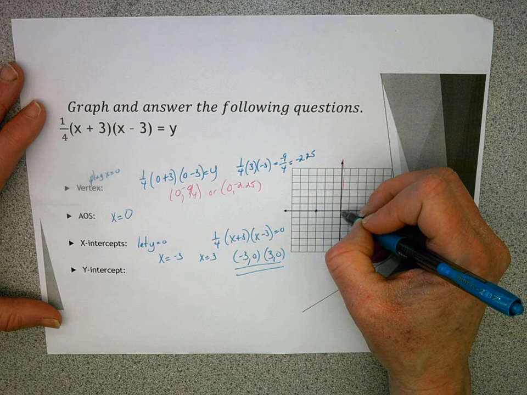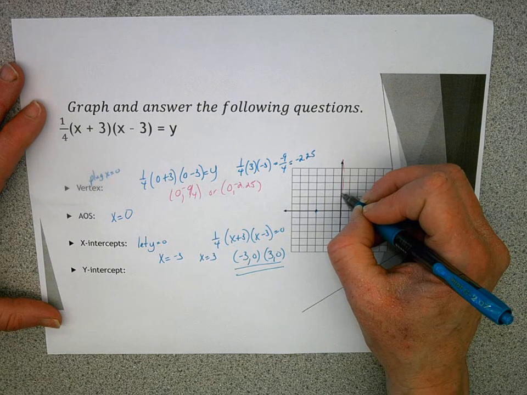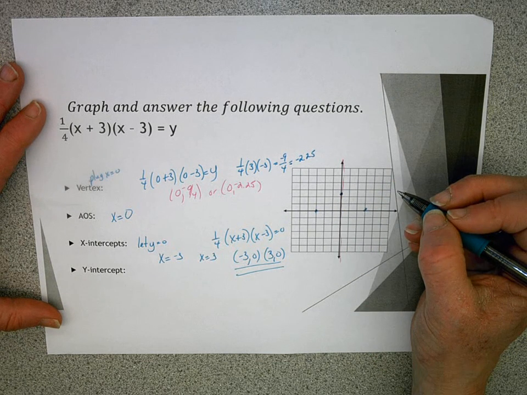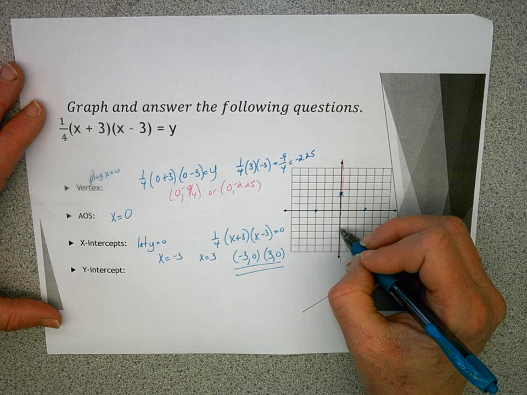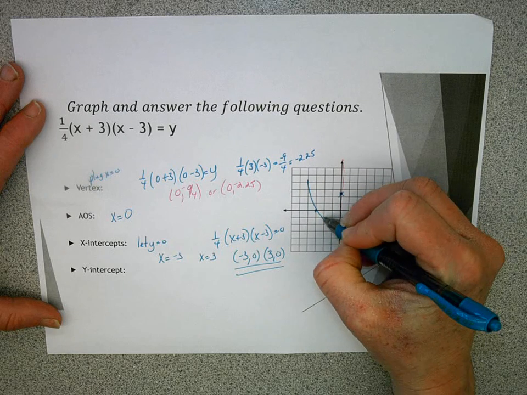So let's put that on the graph. (0, 2.25). Whoops, negative. Don't put it there. That would make it upside down. (0, -2.25). Now that makes more sense.